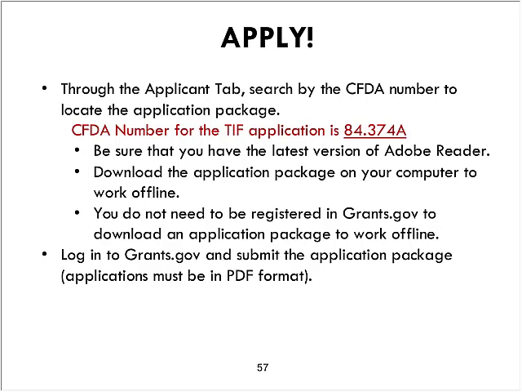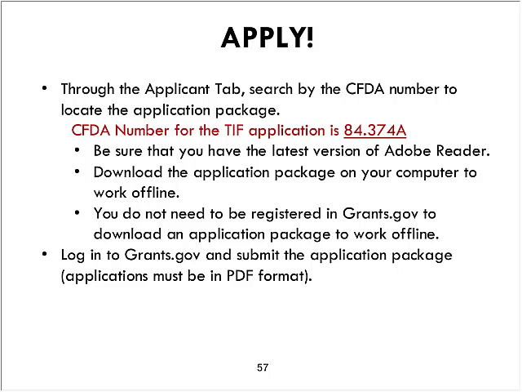And then finally, excitedly, you're going to apply. Through the applicant tab, you want to search for the CFDA number when you're in grants.gov to locate the application package. Again, that CFDA number is 374A. You want to be sure that you have the latest version of Adobe Reader, which is important. Download the application package on your computer so that you can work offline. You don't need to be registered in grants.gov to download the application package to work offline, but you do need to be registered in order to submit it. Log into grants.gov and submit the application package.